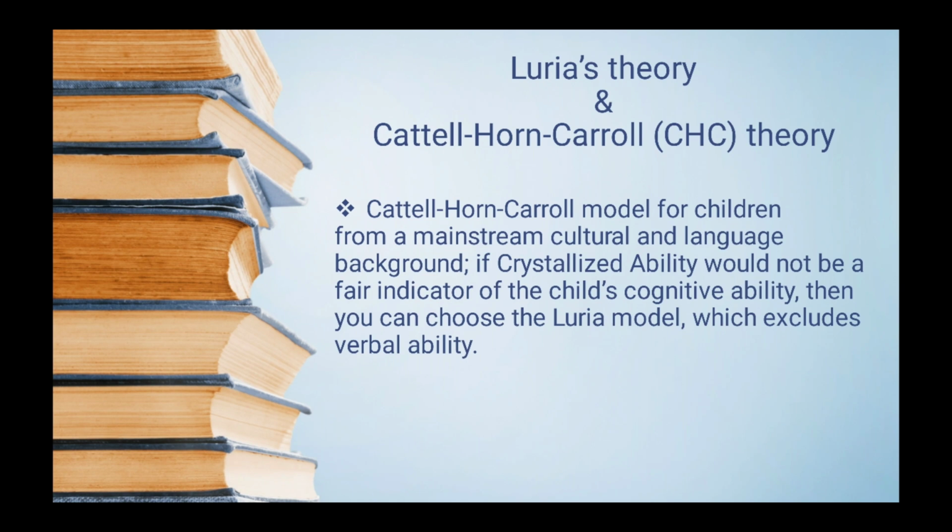The Kaufman Assessment Battery for Children is based on Luria's theory and the Cattell-Horn-Carroll model. For children from a mainstream cultural and language background, if crystallized ability would not be a fair indicator of the child's cognitive ability, then you can choose the Luria model, which excludes verbal ability.